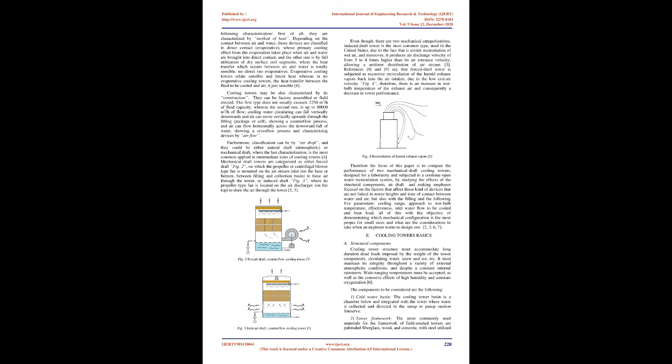Even though there are 2 mechanical categorizations, induced draft tower is the most common type, used in the United States, due to the fact that it avoids recirculation of wet air, and moreover, it produces air discharge velocity from 3 to 4 times higher than its air entrance velocity, allowing a uniform distribution of airstream. 3. References 8 and 9 say that forced draft tower is subjected to excessive recirculation of the humid exhaust vapors back into the air intakes, due to the low exit air velocity, Fig. 4, therefore, there is an increase in wet bulb temperature of the exhaust air and consequently a decrease in tower performance.